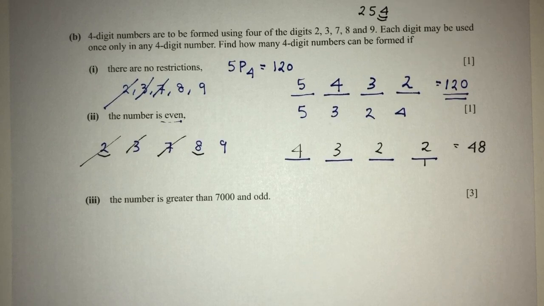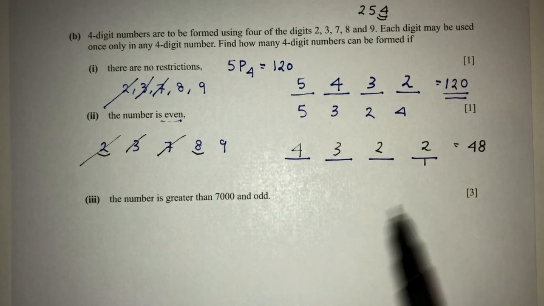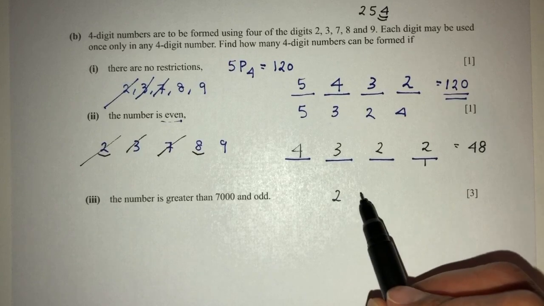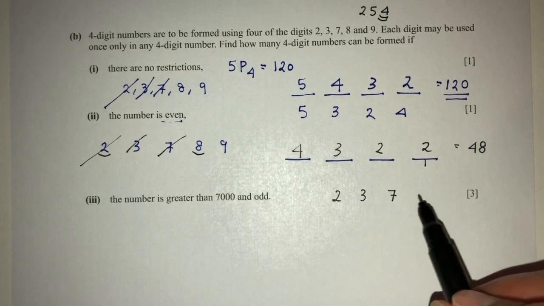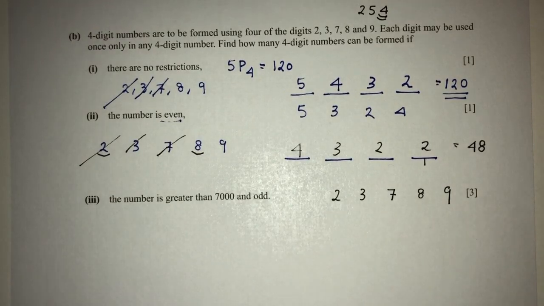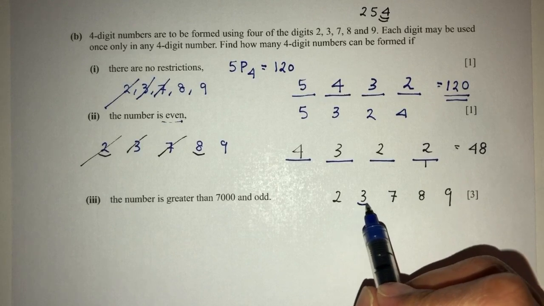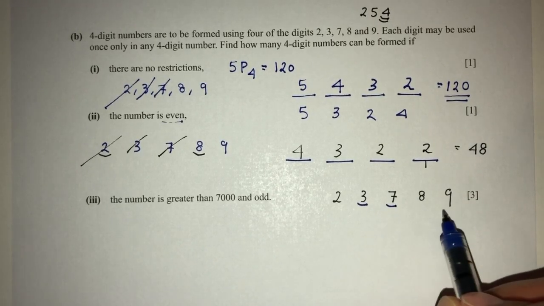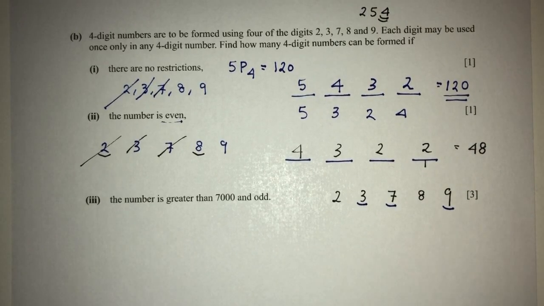So in those cases, when we have 2 conditions, we have to look at them case by case. So let's write down the numbers. We have 2, 3, 7, 8, 9. So how many odd numbers we have here? Let's check. We have 3, 7, and 9. These are the odd numbers.